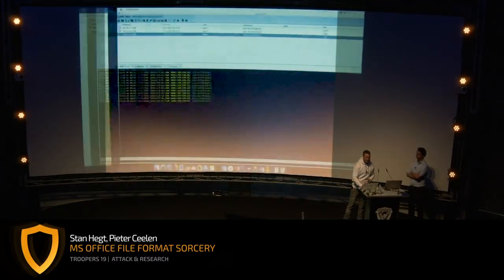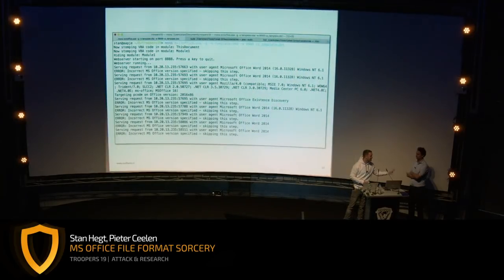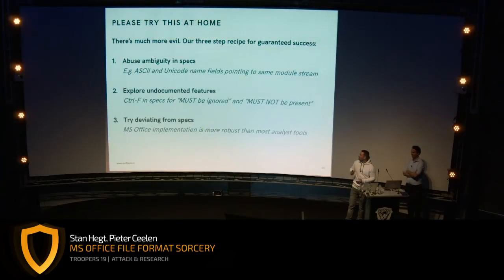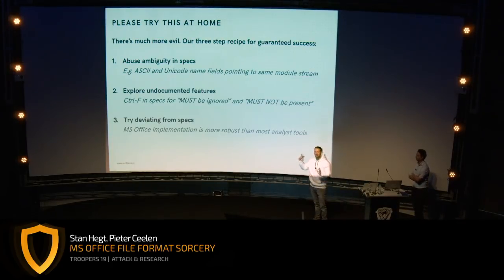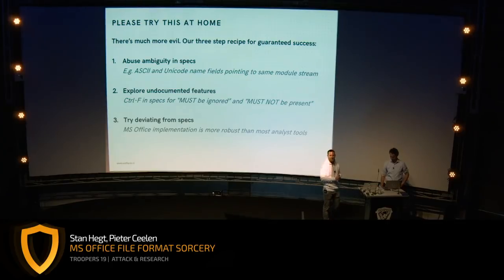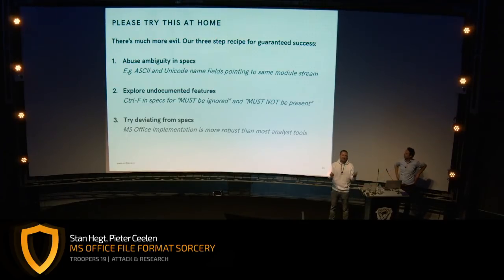We only have an hour for this, and Peter is really anxious to get to the more dynamic part. There are plenty more tricks like this, but they all follow a simple recipe, which is the following one. There's much more evil, and if you follow this recipe, it's a guaranteed success. First thing that you should look for is to abuse ambiguity in the specs. I've shown you the example of a field in ASCII and a field in Unicode, those pointing to the same object. That's just asking for problems, and there's plenty of those in the specifications.